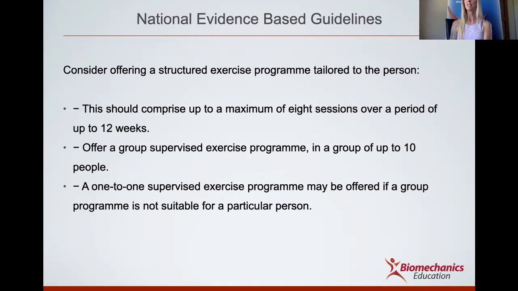Group exercise has not been proven to be any less effective than one-to-one observed, and so it depends on what is suitable for each individual person. So it could be group, could be one-to-one, or it could be a combination of the two.